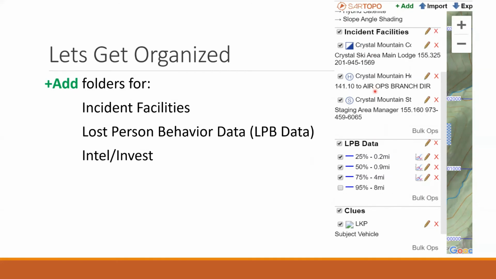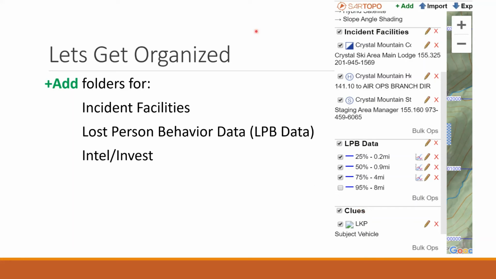To Matt's point, we really need to come out with a little cheat sheet with exactly what all this stuff needs to be for NJSAR. So we'll make sure that that happens. But for now, either use incident facilities or ICS. And then LPB data, clues should already be in clues because it creates that folder when you create a clue.